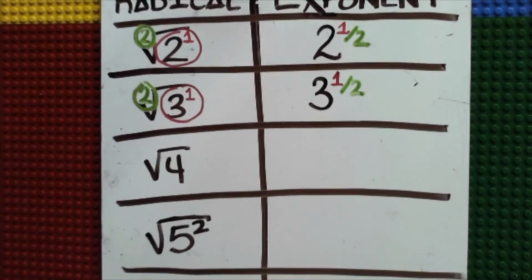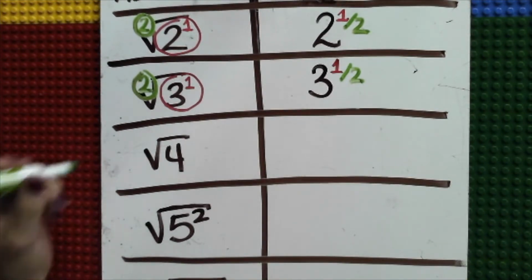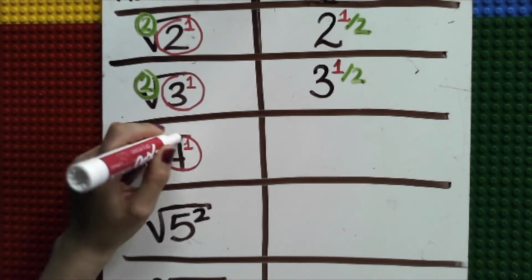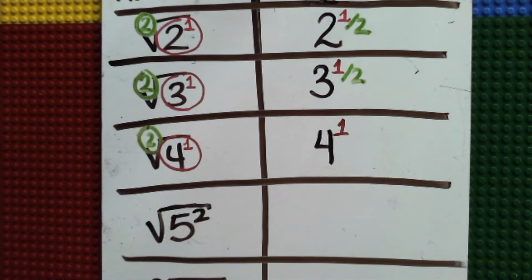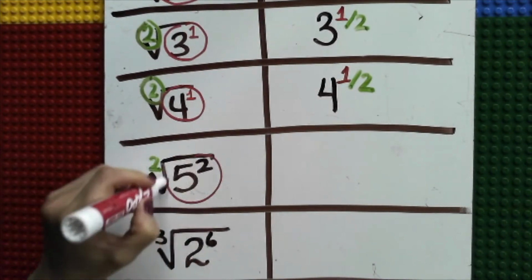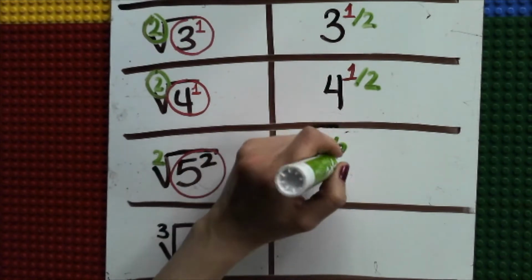Now, let's take a look at the square root of 4. Many of you may say, yes, this is 2, because I know 2 times 2 is 4. But let's take a look here. 4 to the first power divided by 2. That is also equivalent. 5 square divided by 2 is a little bit more work.